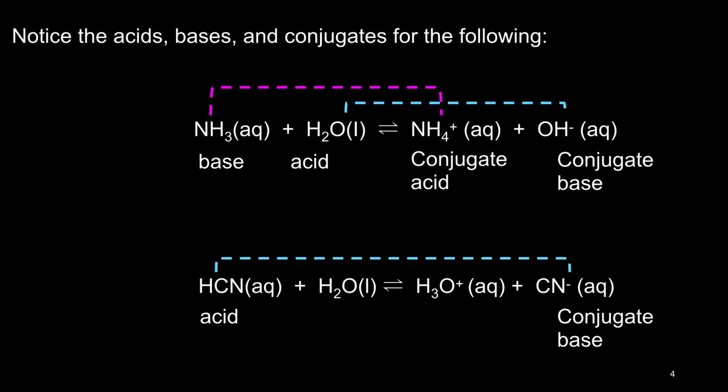Within the Bronsted-Lowry definition, there are several vocabulary terms you will need to know. When a base accepts a proton, it becomes the conjugate acid. When an acid donates a proton, it becomes the conjugate base. Notice that reversing the reaction also gives an acid-base reaction, only now the conjugates become the reactants.